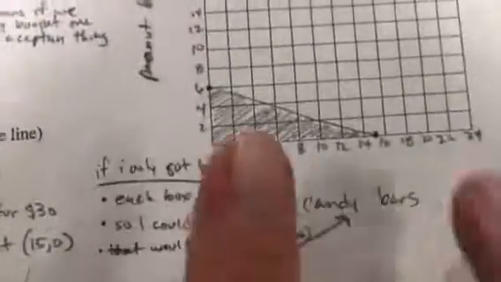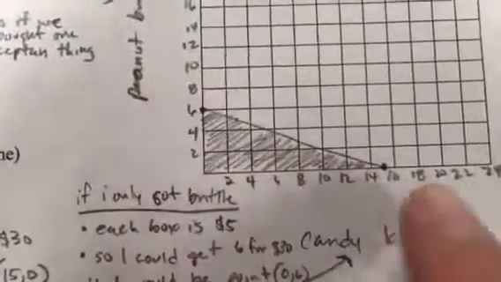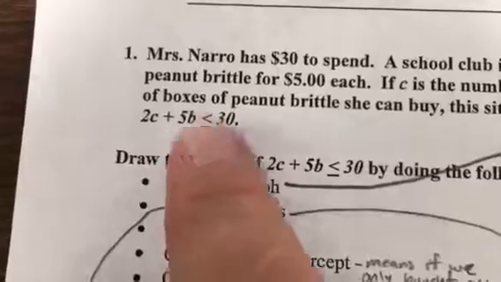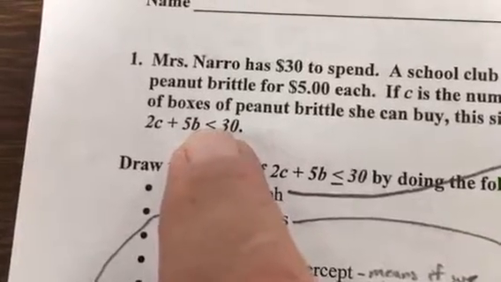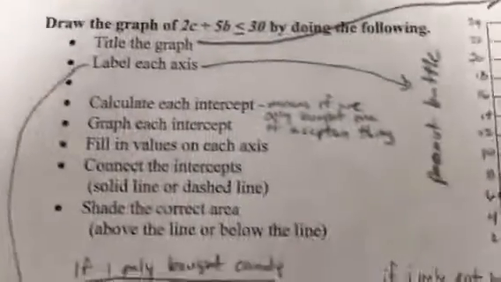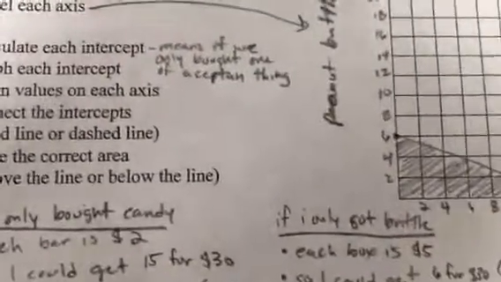And then since I have 2 points now, I was able to connect the line between the 2 points, and I made it a solid line because there is an equal to in our inequality. If the equal to was not there, if I took it away like that, I would have made a dashed line. And then the last part, I have to shade the side that has all the answers.